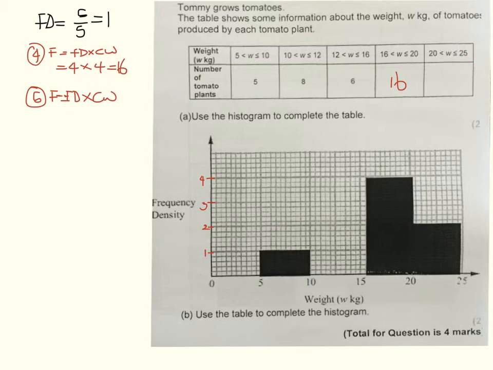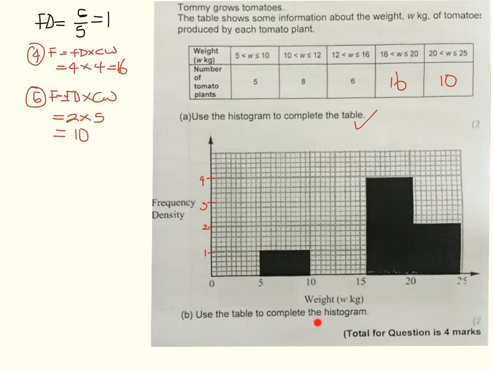So let's pop those numbers in. Frequency density of 2, class width of 5 means that the frequency is going to be 10. Frequency is 10 there. I hope you got a frequency of 10 when you paused the video and did yours. So just like that, I'm happy we've answered that question. Let's move on to the last one then.